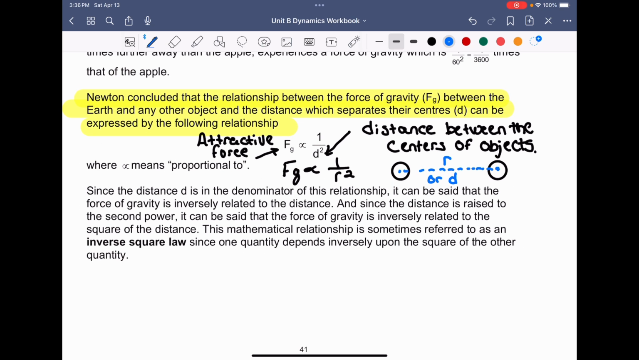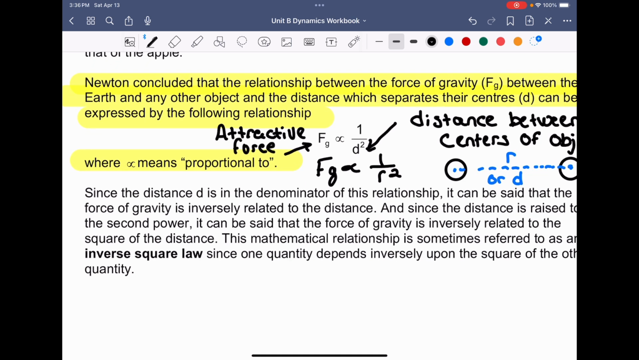Now, this alpha, it means proportional to. Proportional is a reflection of the change in some given value. And so if we say it's proportional to whatever the change in this 1 over r squared is, it's going to be reflected to Fg. And so we use this alpha symbol.